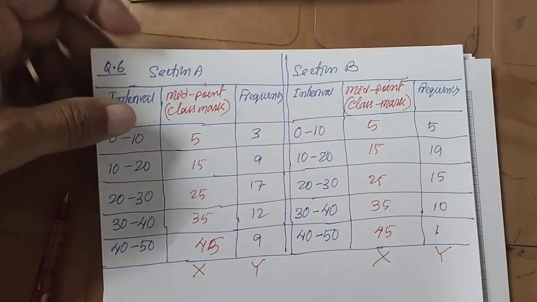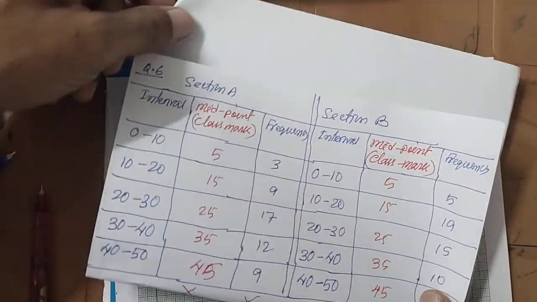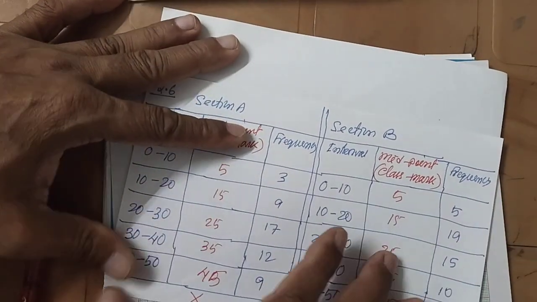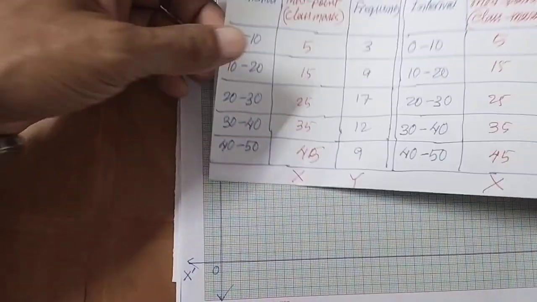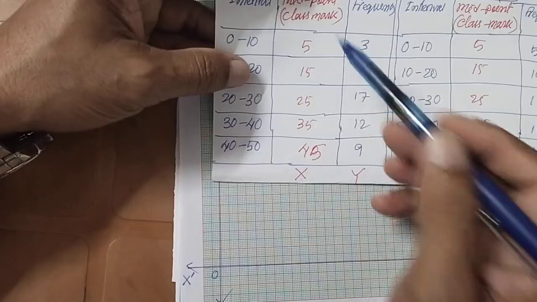So we are doing the plotting on the graph paper. This is the graph paper, and exactly like before, horizontal is the x-axis, vertical is the y-axis. Now you see, along x what are we going to draw? Along x we are going to plot the midpoints, also called class marks.